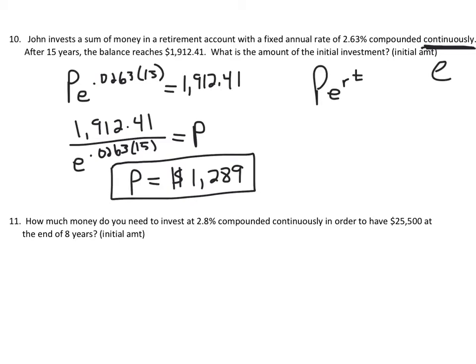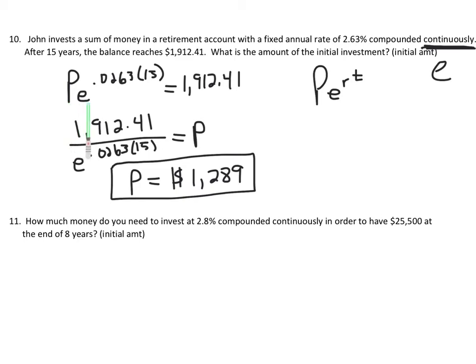Okay, so I'm plugging the values in that they give me for this problem. After 15 years, the balance reaches $1,912.41. What is the amount of the initial investment? So we're trying to find P. We're trying to find P this time.